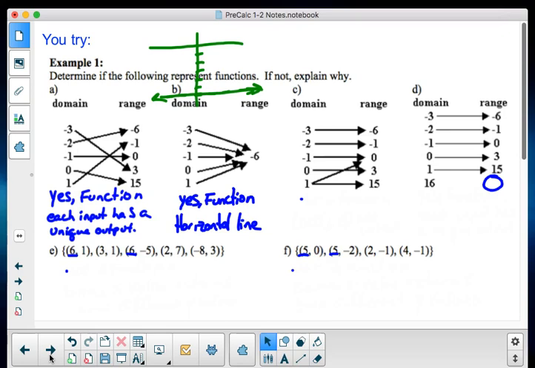Now in C and D, I want you guys to come up with it. Go ahead and go after C and D.